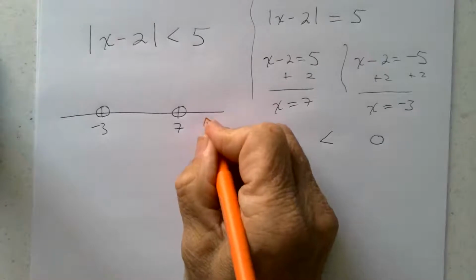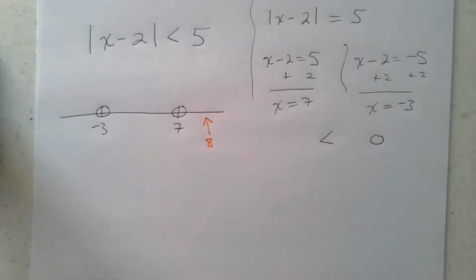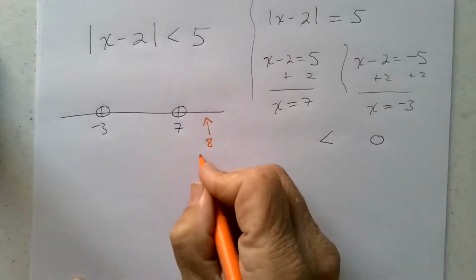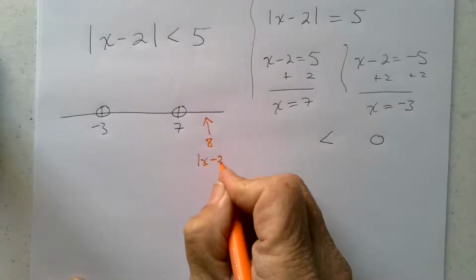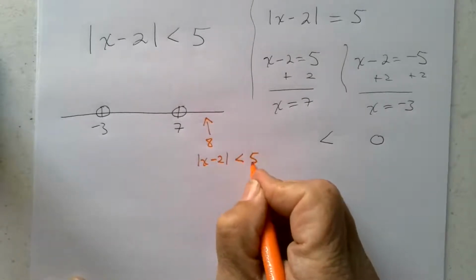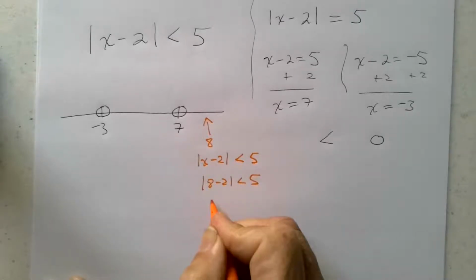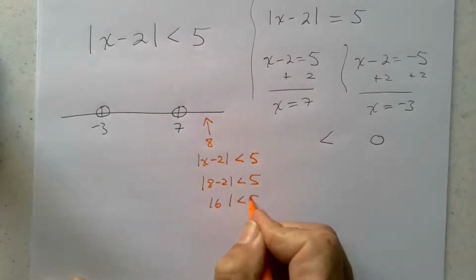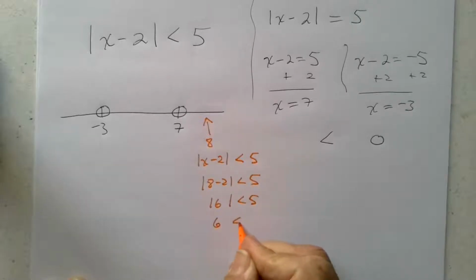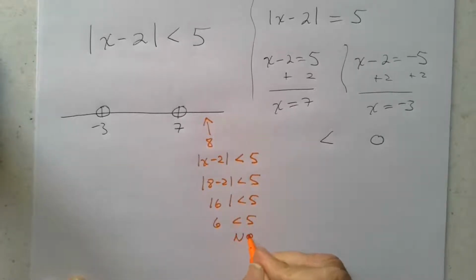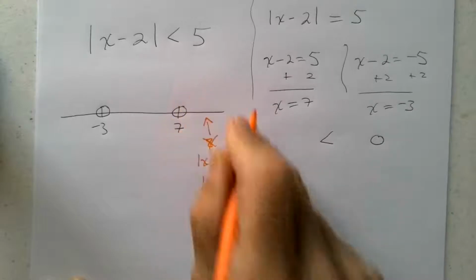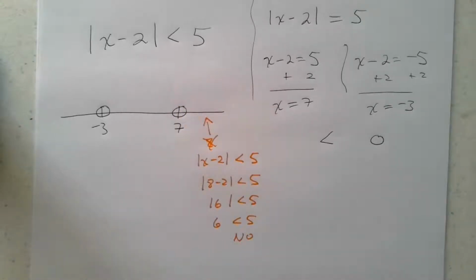Beyond 7, maybe I'll take a look at 8. So is that true? Is the absolute value of x minus 2 less than 5? If I plug in 8, is absolute 8 minus 2 less than 5? Is absolute 6 less than 5? Is 6 less than 5? That's no. So 8 is no good. I am not going to shade in that interval.